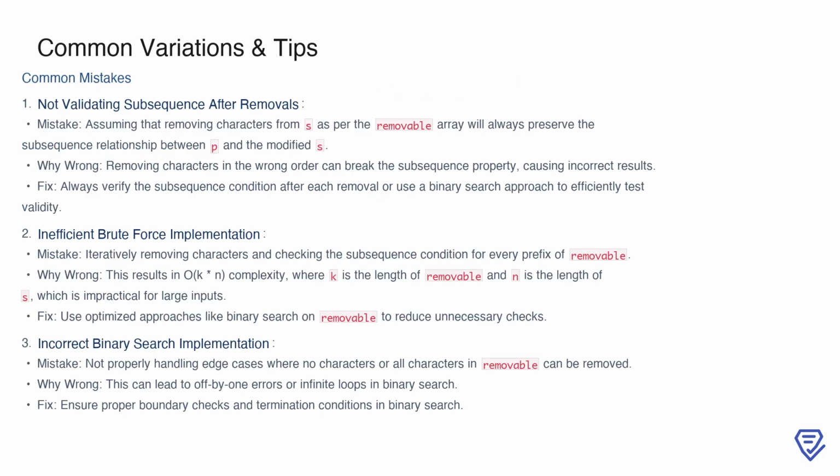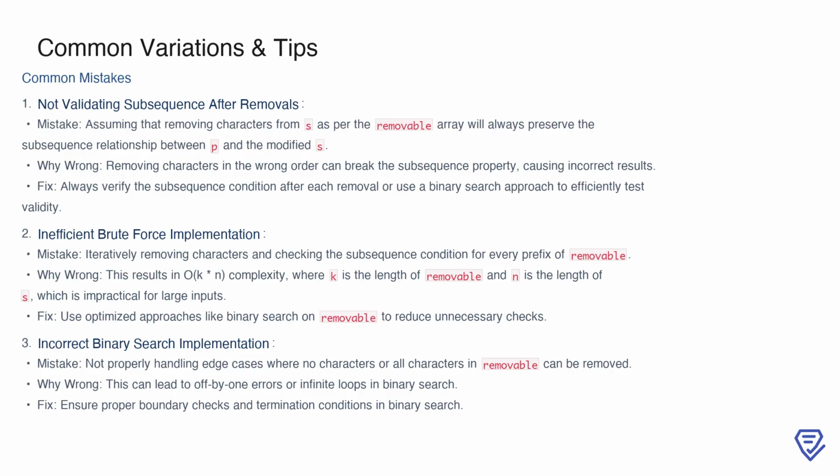A common mistake in this problem is neglecting to validate whether the subsequence relationship between P and S is preserved after removing characters according to the removable array. Simply assuming the relationship remains intact can lead to incorrect results, especially if characters are removed in the wrong order.